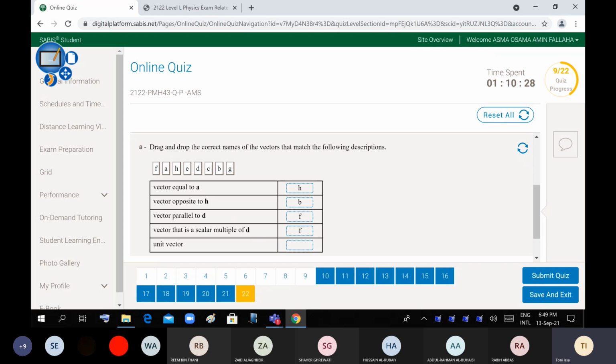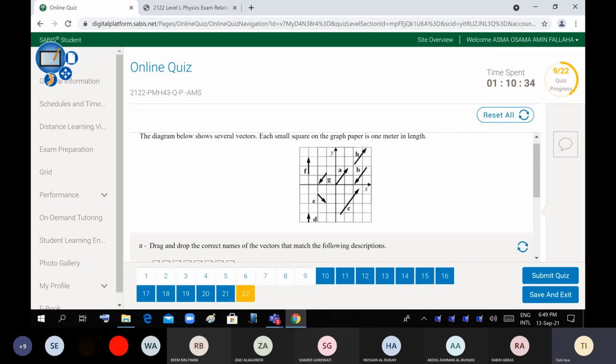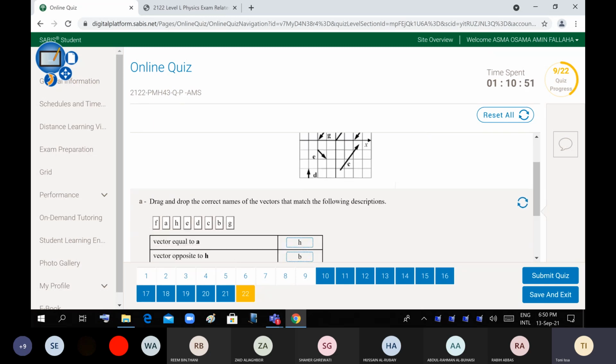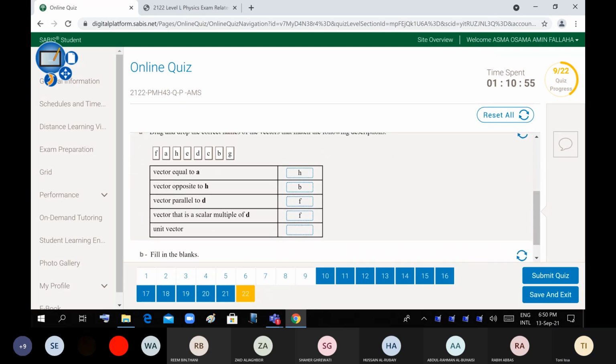Unit vector. A unit vector means it has a magnitude of 1, and it should be in the direction of either y or x, which is vector D, because you can see D as a magnitude, it's covering only one square, and it's giving me the direction of the y-axis. So here, vector D.